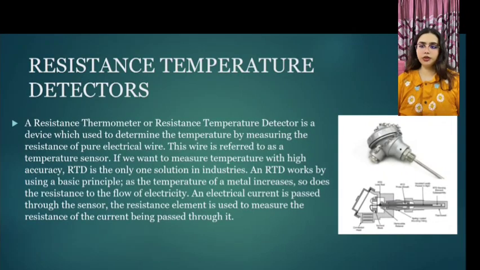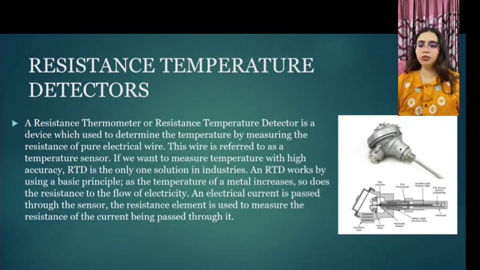In this slide, we want to discuss how a thermistor works, because it is the main component of our circuit which is responsible for sensing the heat of fire. A resistance thermometer or resistance temperature detector is a device which is used to determine the temperature by measuring the resistance of pure electrical wire. This wire is referred to as a temperature sensor. If we want to measure temperature with high accuracy, RTD is the only solution in industries.